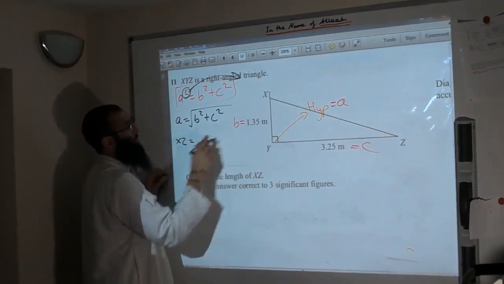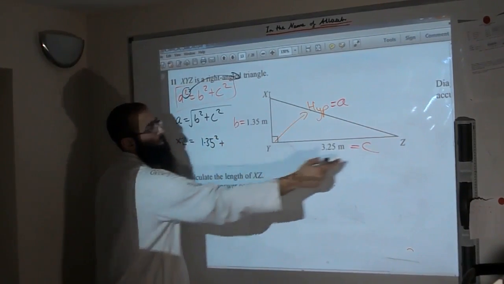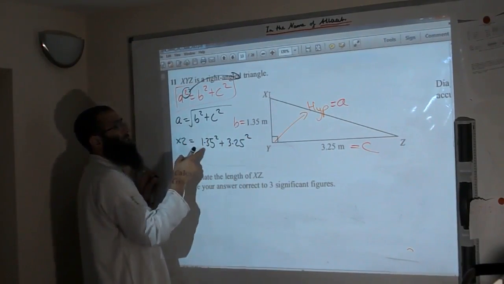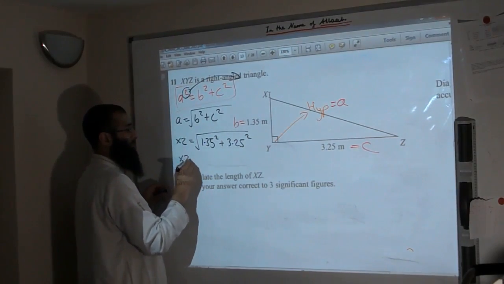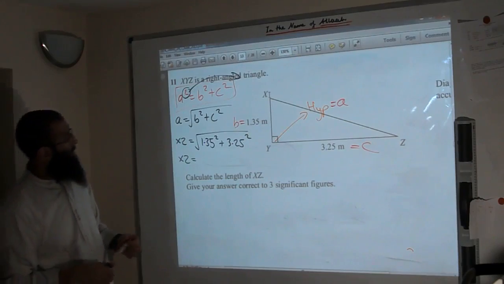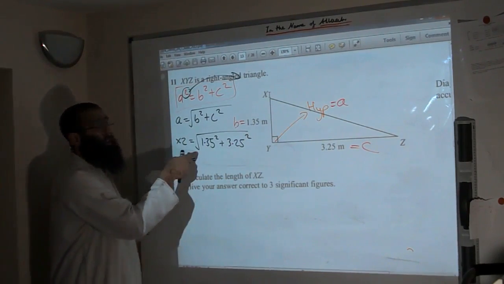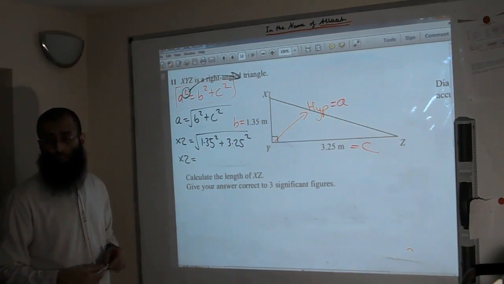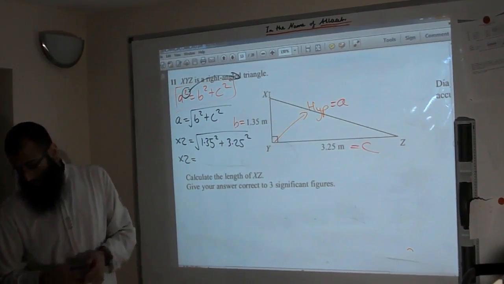Now what's the B value? 1.35. What's the C value? 3.25. So B squared plus C squared, and then? Okay folks, can you give me a nice number for that please on the calculators? Put the square root in first, and then put these values in your calculators. Do you want it in decimal? Yeah, give me a decimal please to 2 decimal places. 4.28. Okay.